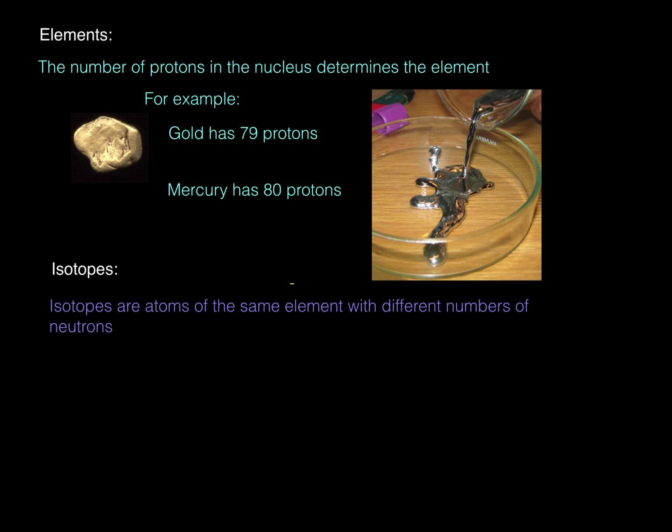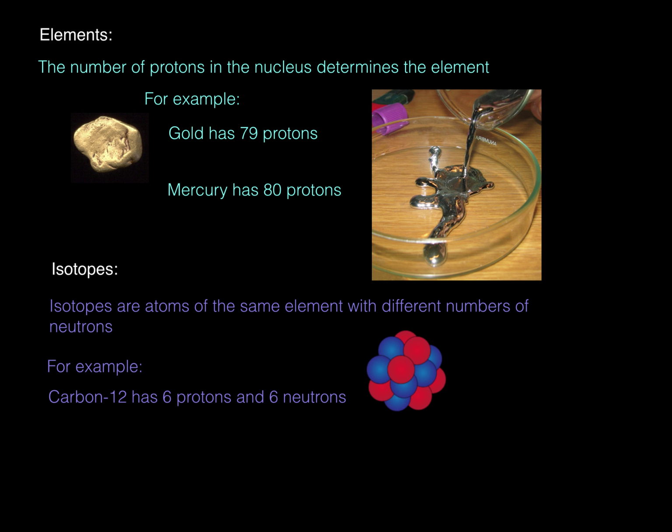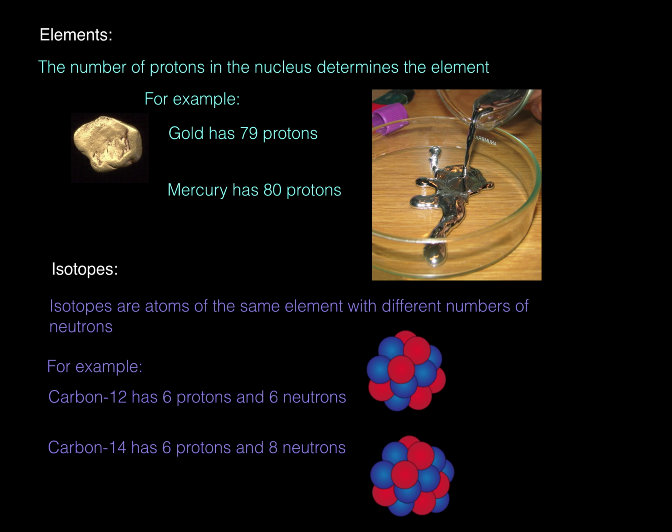Isotopes are atoms of the same element with different numbers of neutrons. For example, carbon-12 has 6 protons and 6 neutrons, while carbon-14 has 6 protons and 8 neutrons. The protons don't change, so it's still carbon, but the neutrons change, which means that we have a new isotope of carbon. Isotope notation is the way we write the symbols for different isotopes of the same element.